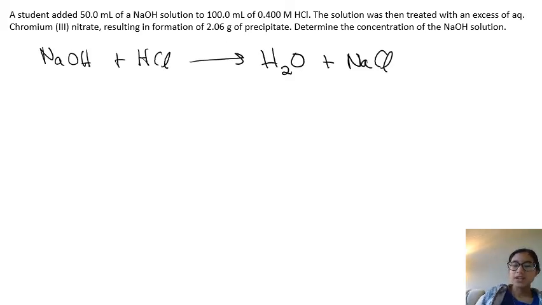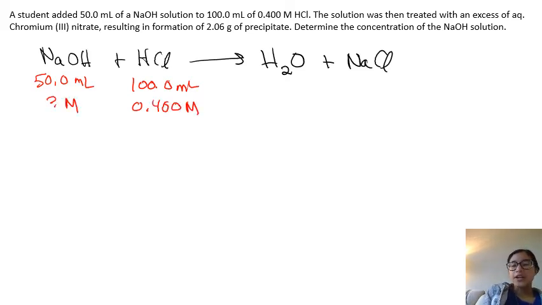And the information we're given for this reaction is we've got 50 mL of NaOH, and we've got 100 mL of the HCl, and it's 0.400 molar. But we don't know the concentration of the NaOH, so that's what we're trying to get towards. However, there's more. As this problem goes on, it says that the solution was then treated with an excess of aqueous chromium-3 nitrate, resulting in the formation of 2.06 grams of precipitate.